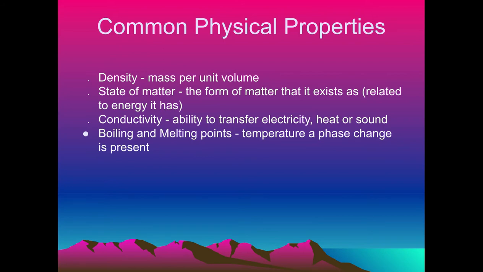The next one, and this one is kind of the main one that people get confused by: boiling and melting points. When we use physical properties, we're talking about something that doesn't change the substance that we're dealing with. When you boil and melt things, you're not changing the chemical complexity of the substance. You're just changing its state of matter. So boiling and melting point is the temperature at which a phase change is present.